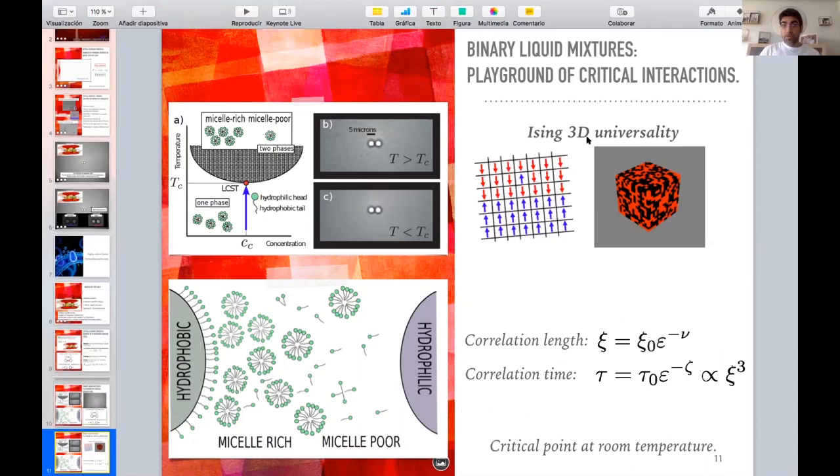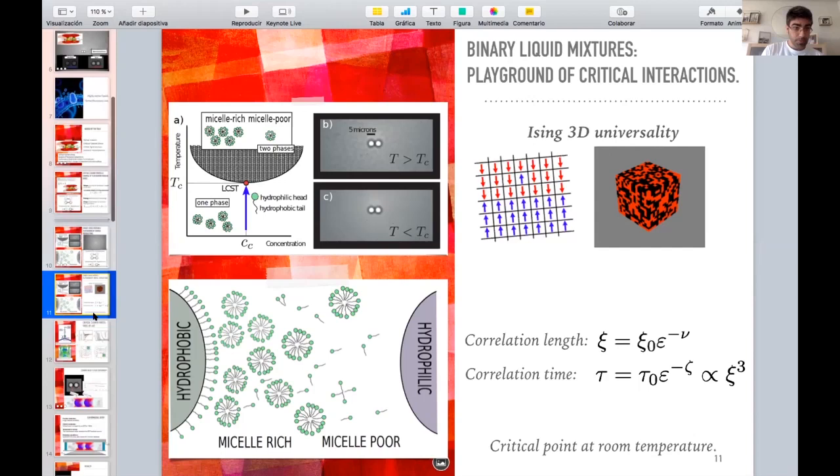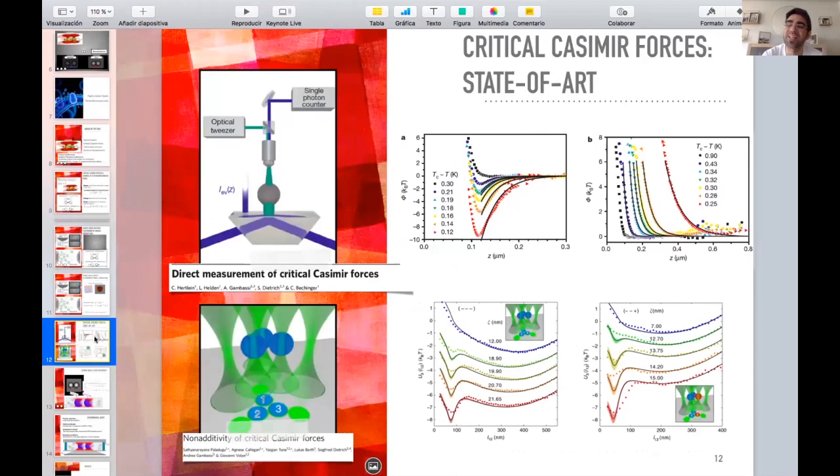This kind of binary liquid mixture is an example of the Ising 3D universality class, and the correlation length scales with a universal exponent around 0.63, where epsilon is the reduced temperature, how far we are from criticality. And the correlation time, I mean, how slow the system is going to be, how slow it is going to relax to equilibrium once we perturb it, is going to scale with the correlation length cubed. So this is the state of the art of critical Casimir forces.